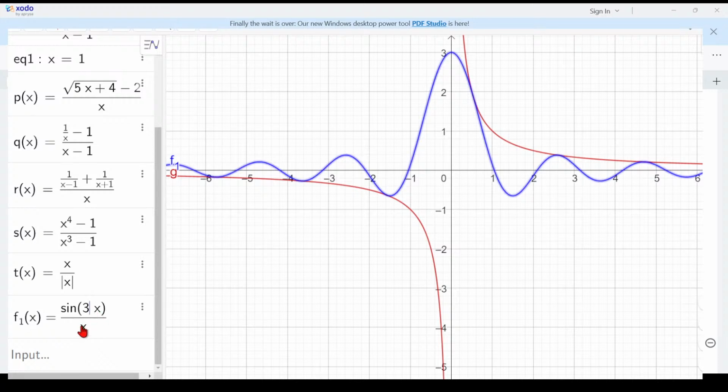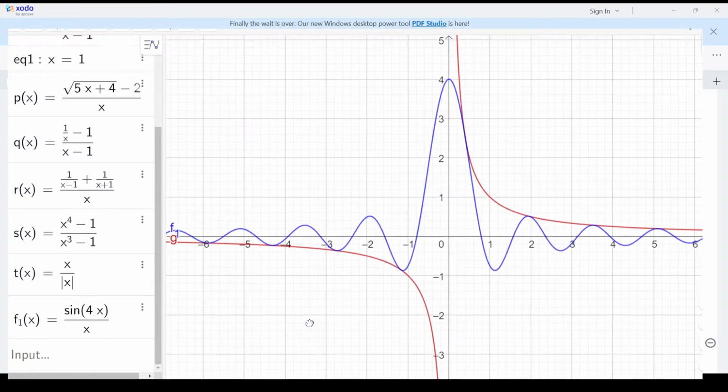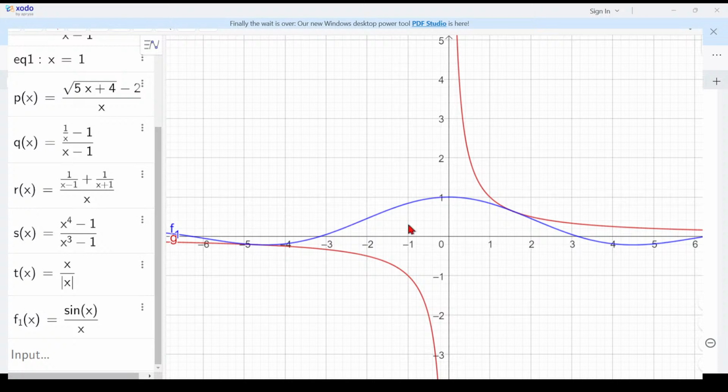And sin 4x by x is becoming 4. So basically, sin theta by theta approaches 1. Agreed.